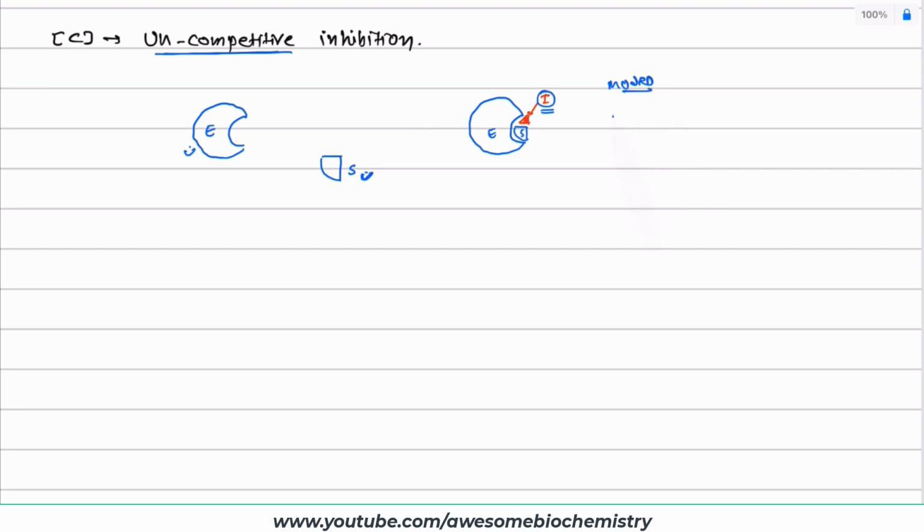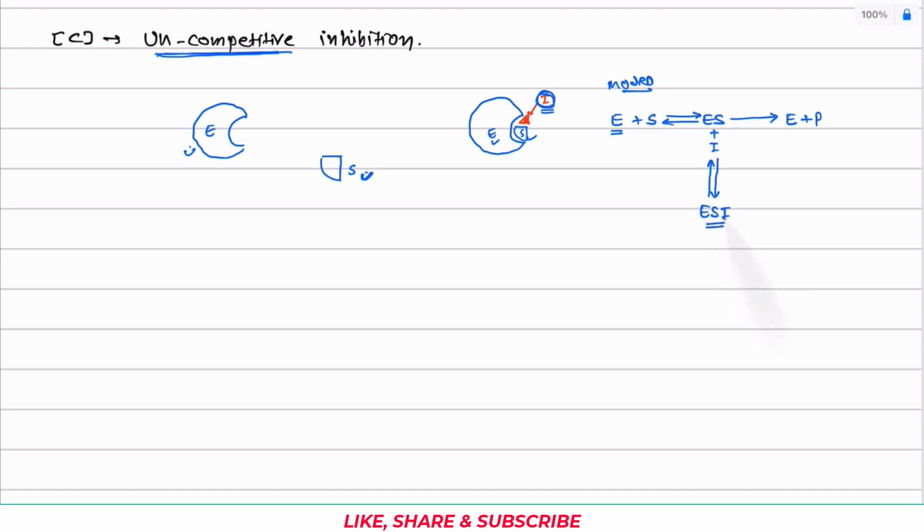So let's try to show this in our model. Normally, the enzyme binds with the substrate, reversibly gets converted to the enzyme substrate complex, and this enzyme substrate complex then further gets converted to free enzyme and product. Here this inhibitor molecule only binds with the enzyme substrate complex. It cannot bind with the free enzyme. And as uncompetitive inhibition is a type of reversible inhibition, reversibly this enzyme substrate with inhibitor gets converted to the ESI complex, that is the enzyme substrate inhibitor complex.